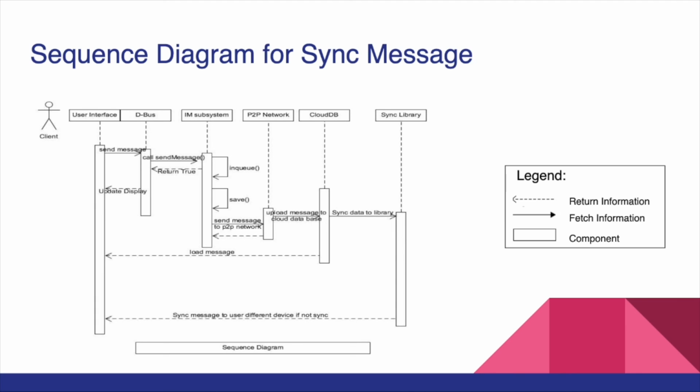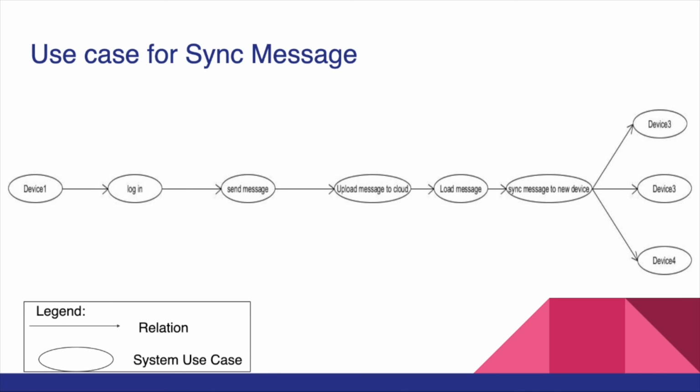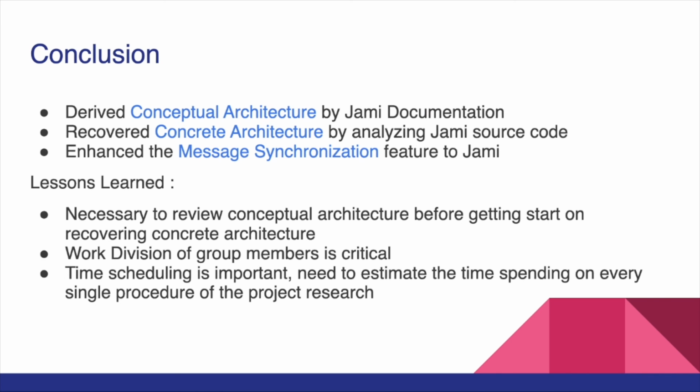Unlike the previous sending message sequence diagram, we added a cloud database to upload messages and synchronize data to the library, which is called the synchronization library. The use case for message synchronization is when device 1 logs in, the user sends a message to another user. The message is uploaded to the cloud. Then, when another device logs in to the same account, the device will automatically download the message from the cloud database.